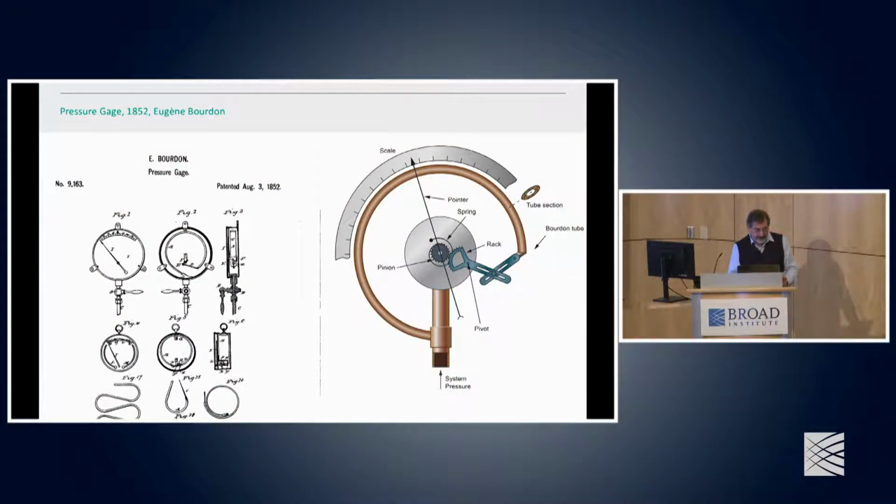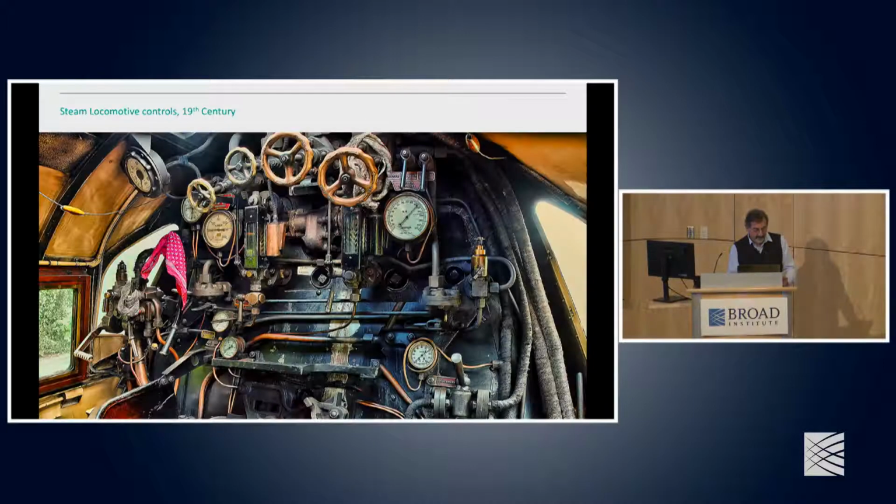Bourdon's invention of a pressure gauge provided the real-time feedback to visualize pressure quantity through a needle's position on a circular dial. Expanding pressure in that tube indirectly moved the needle. The pressure gauge then allowed the driver of a steam locomotive to see and adjust fluctuation of pressure by turning valves.